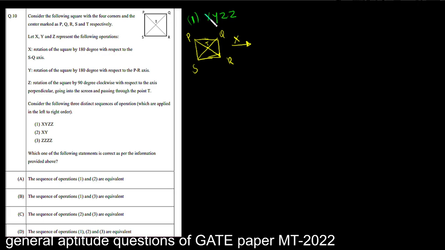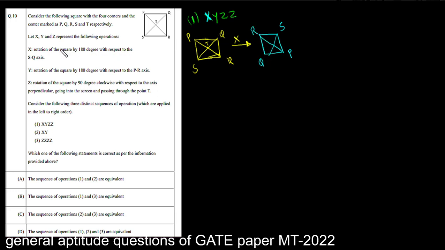Here this x. So now here again let's read the description for this x operation. X operation is nothing but the rotation of square by 180 degree with respect to this SQ axis, here this one. So now here simply we have to rotate this square by 180 degree about this SQ axis. So now here this Q will come at this point and S will come here. In the same way this P will come here and R will go there.